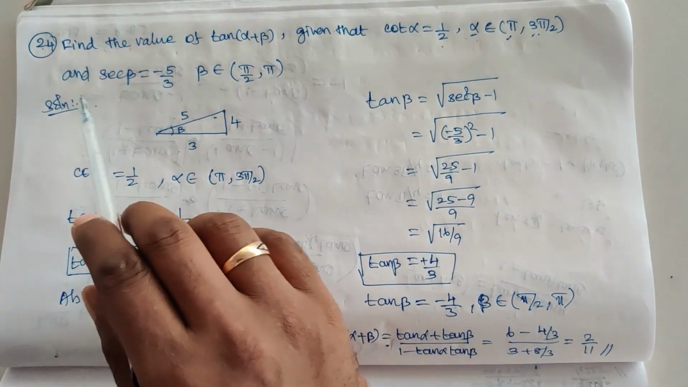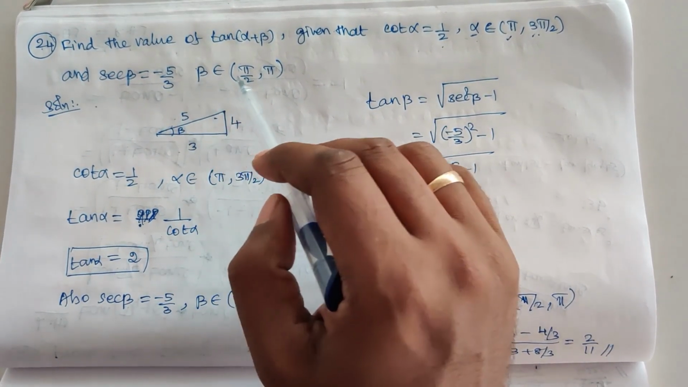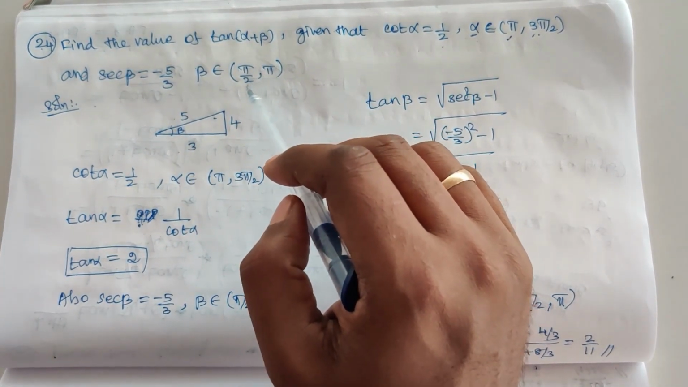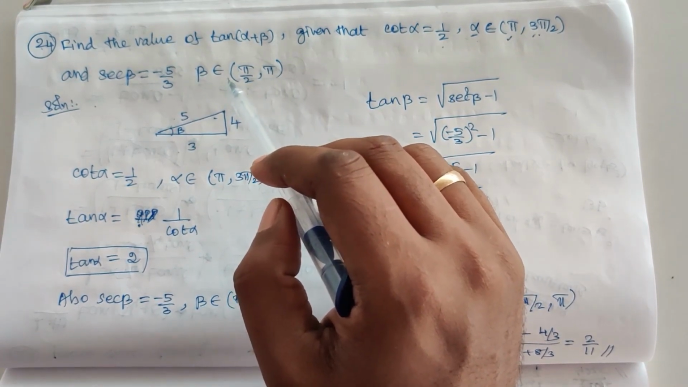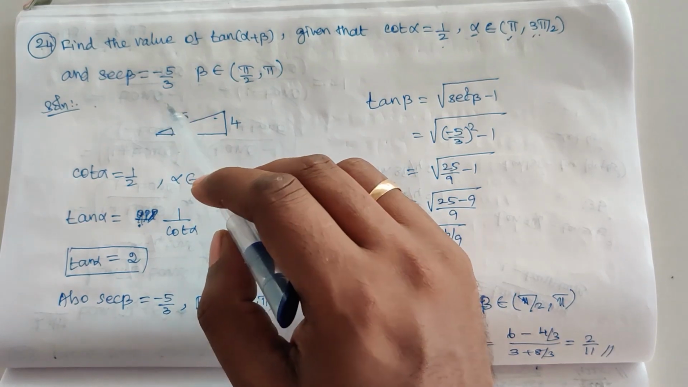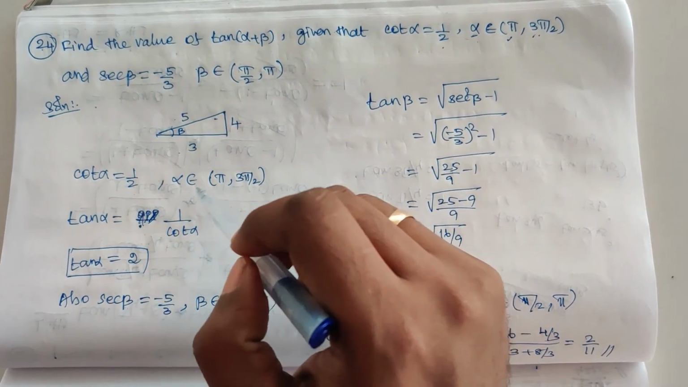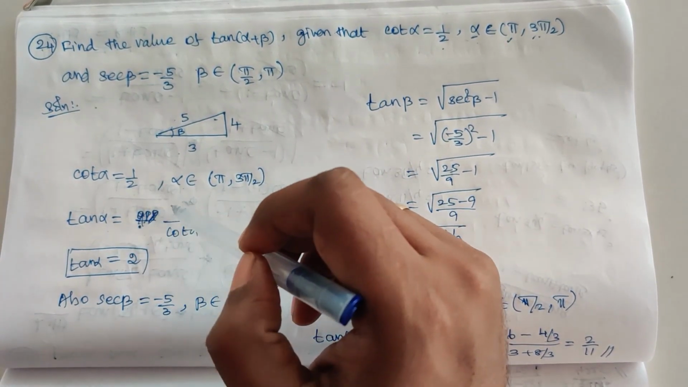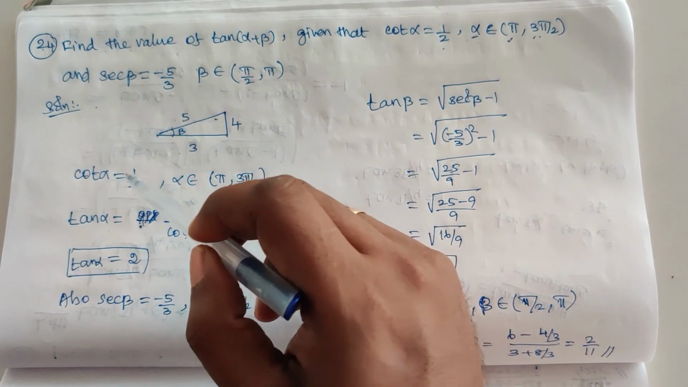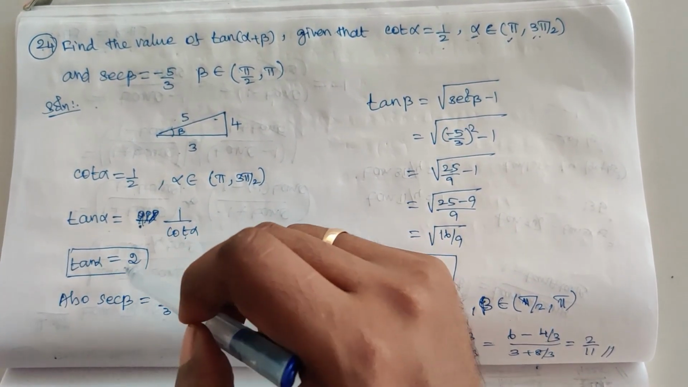Okay. And secant beta is equal to minus 5/3, beta belongs to (pi/2, pi). So pi/2 to pi is the second quadrant, where cos theta, sin theta and cosecant theta alone are positive, so others are negative. So cot alpha is equal to 1/2, alpha belongs to (pi, 3pi/2). Next tan alpha is 1 by cot alpha, the reciprocal of cot alpha, that is 2. So tan alpha is equal to 2.